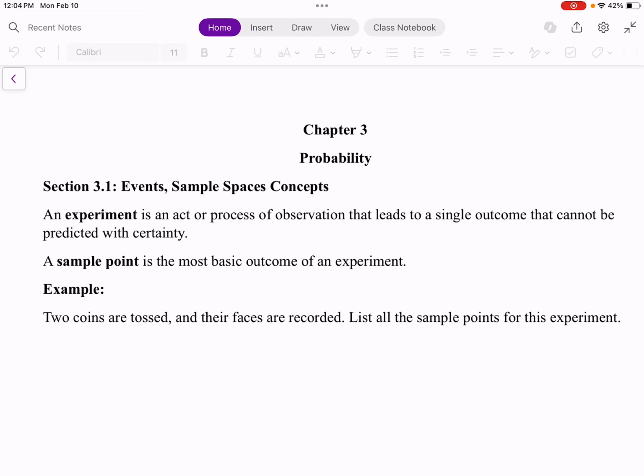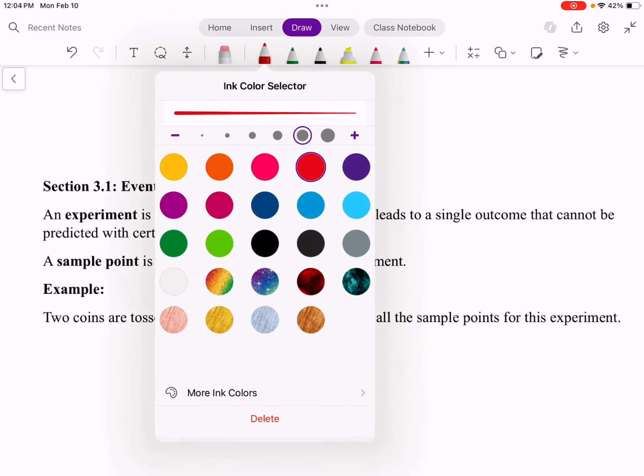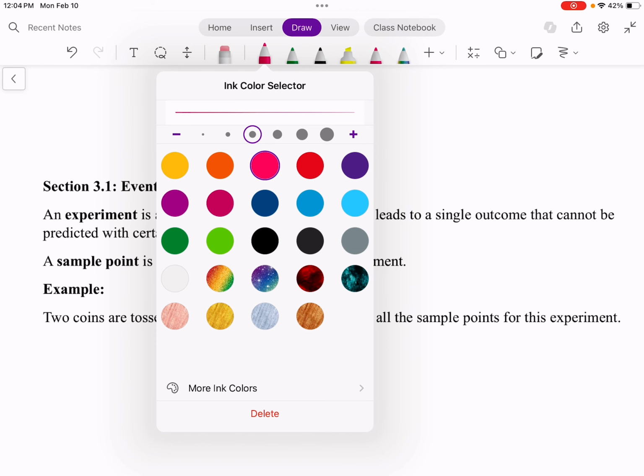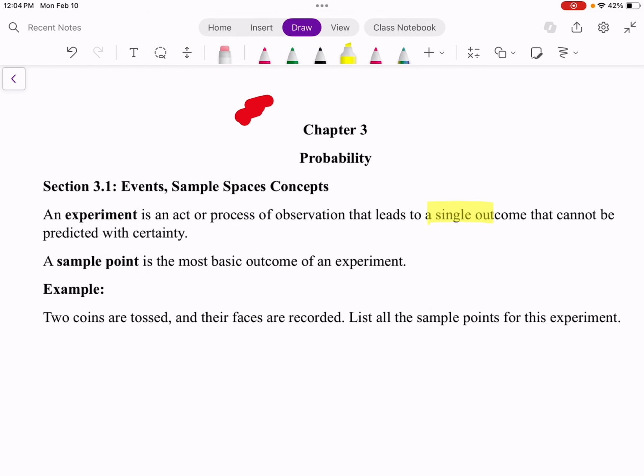So here, our experiment is an observation. It's a process, or it's an act, that leads to a single outcome. Like when you throw a dice, we always get one outcome, right? And that outcome cannot be predicted with certainty. Now, can you predict getting 5 in a single throw of dice? That's 1/6, right? That's not 100%. That does not mean that we are 100% sure that we get 5 on one throw, right? So this process or this act is the experiment.